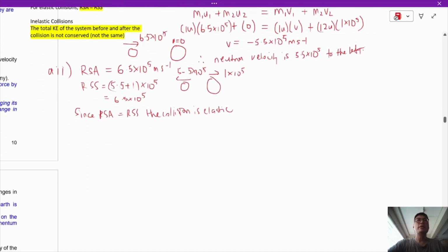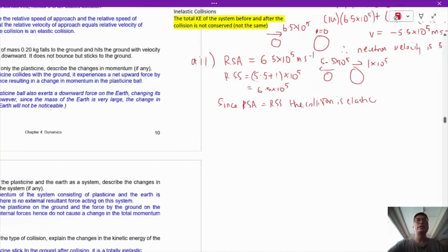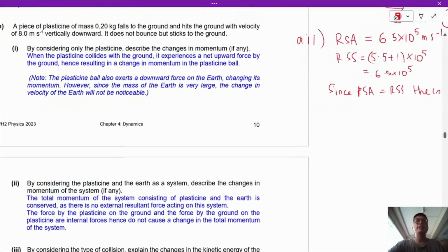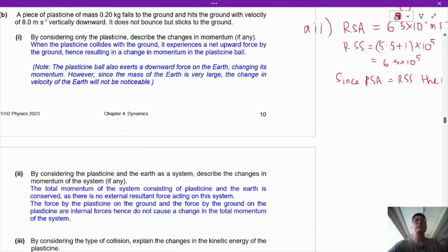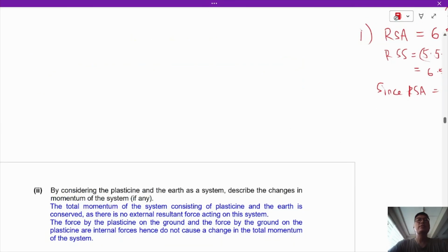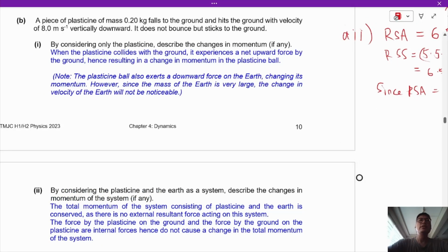Here we look at part B. A piece of plasticine of mass 0.2 kg falls to the ground and hits the ground. It does not bounce but sticks. By considering only the plasticine, describe the change in momentum. So here is the plasticine. It's going at 8 meters per second, and the mass of the plasticine is 0.2 kg. When it hits the ground, it sticks, so the velocity here is 0.